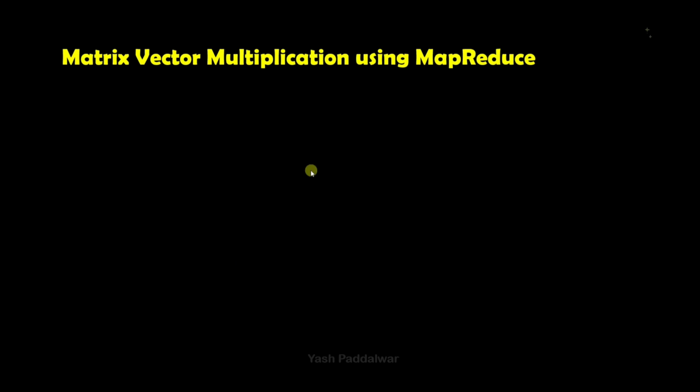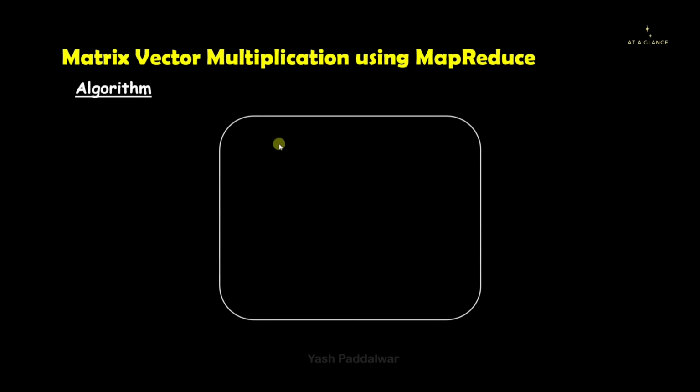In this particular video, we are going to multiply a matrix, which is of two dimensions, and a vector, which is of one dimension. Let's have a look at the algorithm which we are going to follow, which contains the concept of MapReduce. As you know, MapReduce has two tasks. First is the map task and the second is the reduce task.